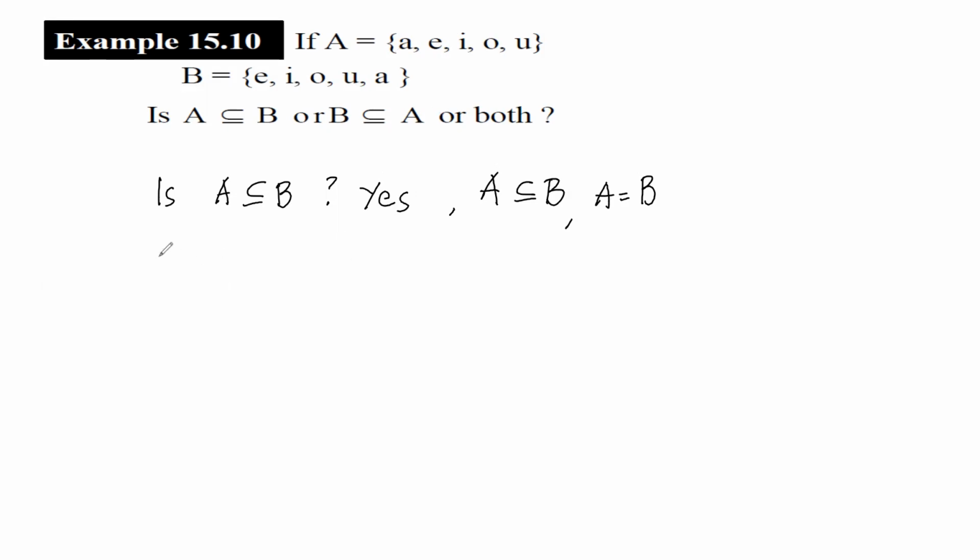And then, is B a subset of A? Are all elements of B present in set A? Yes. So we can say that B is a subset of A. And also B equals A. Okay? So again, it means B is less than or equal to A. And we know that they are equal because all the elements of B are in A. That's it.